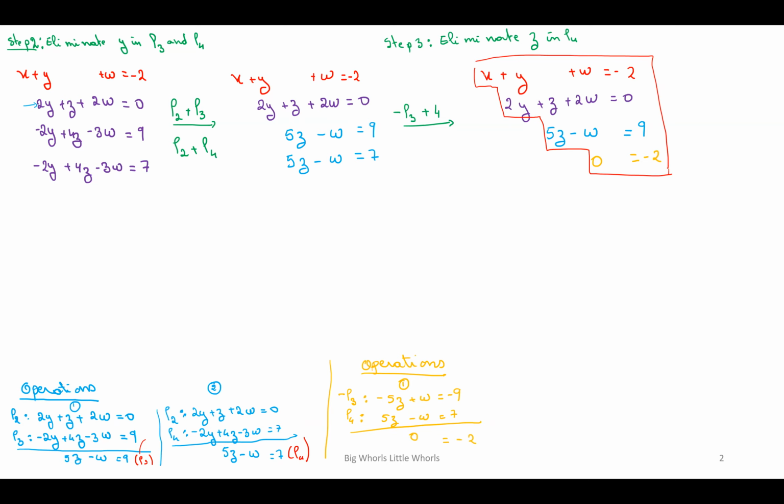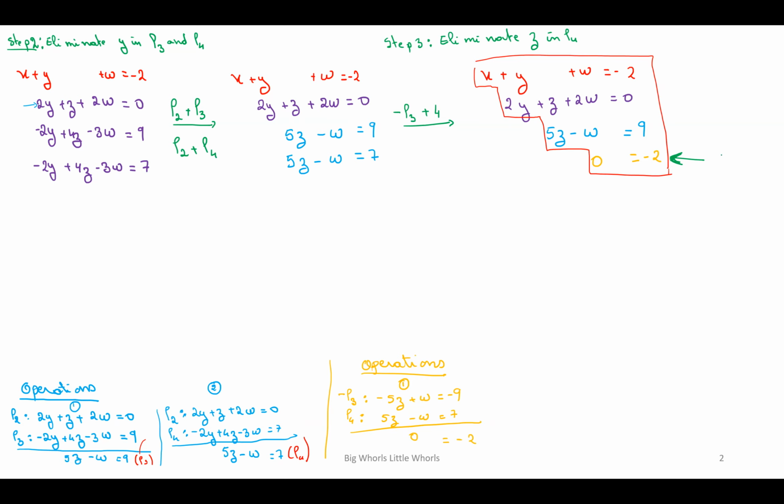In the first row, the leading variable is x. In the second row, the leading variable is y, and y is to the right of x, which is in row 1. In the third row, the leading variable is z, and it is to the right of the leading variable in row 2. And the fourth row, as you can see, is a contradiction, because we have 0 equals minus 2.